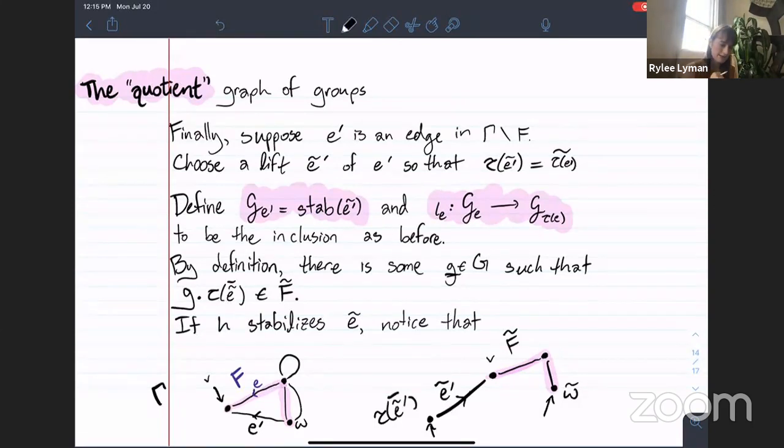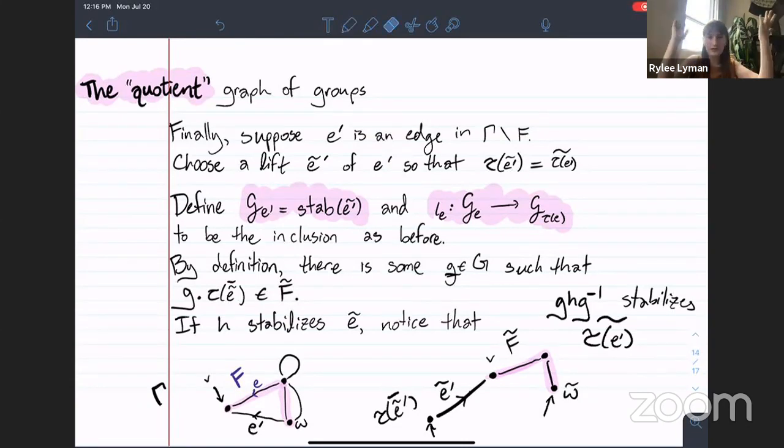So I noticed that if H stabilizes E tilde, then, G inverse, okay, let's look at what it does to W tilde. So G inverse takes W tilde to this vertex right here. H fixes this whole edge, so it fixes this vertex as well. And G will send me back to W tilde. So G H G inverse stabilizes the correct lift. How did I write that? Tau of E prime tilde. Okay. And this is just conjugation. So if I restrict to the stabilizer, that's a homomorphism of groups and it's injective.